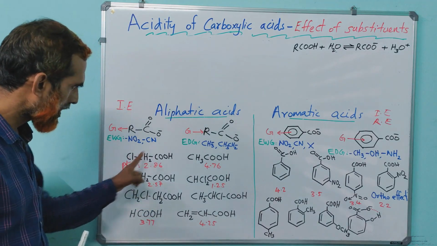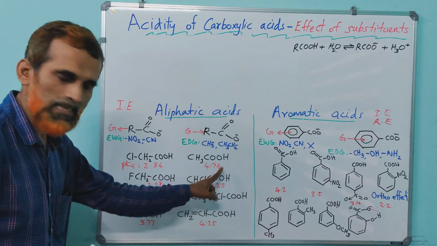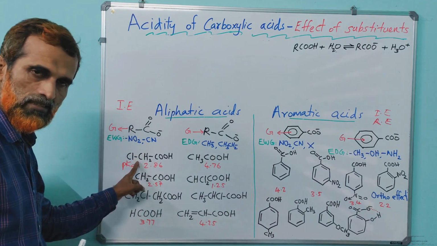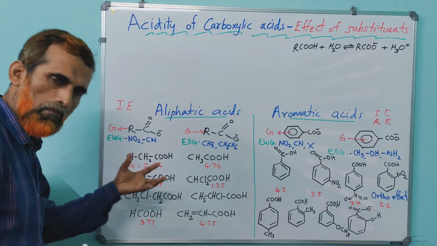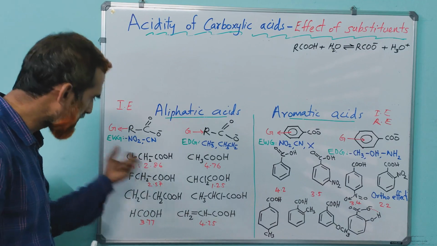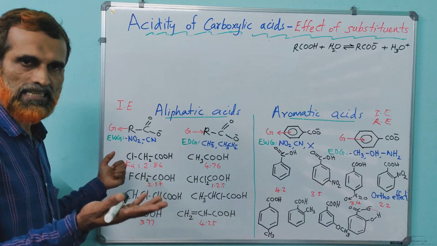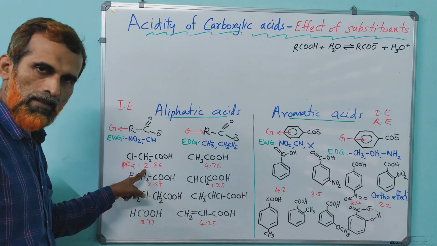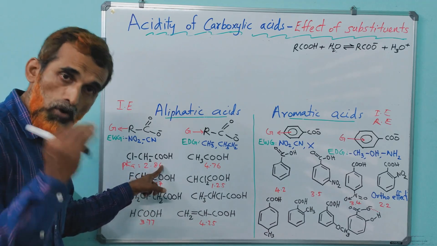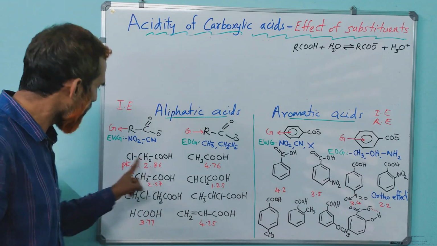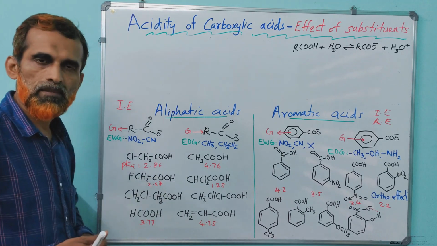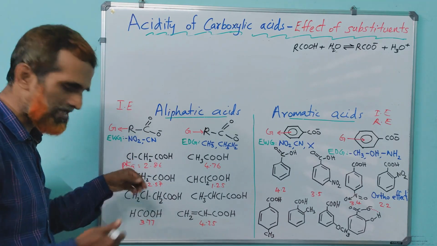Look at this. Acetic acid 4.76, chloroacetic acid. So what about chlorine? It is a minus I group, electron withdrawing, it will increase acidity. And you look at the value, pK 2.86. Smaller the pK, stronger the acid. So why is this stronger than this? Because of the minus I effect of Cl.